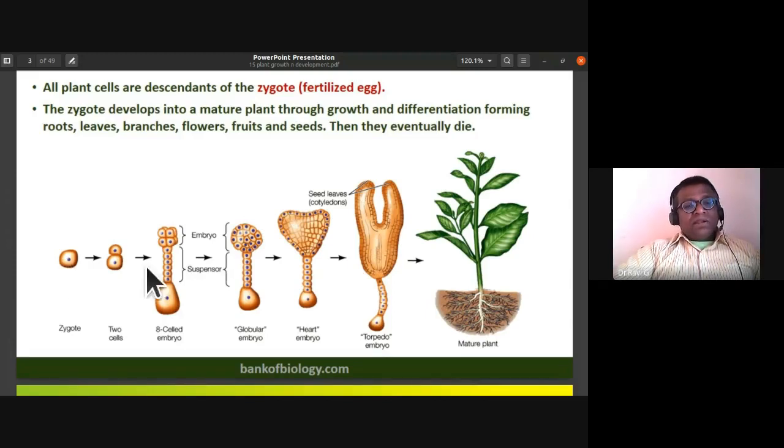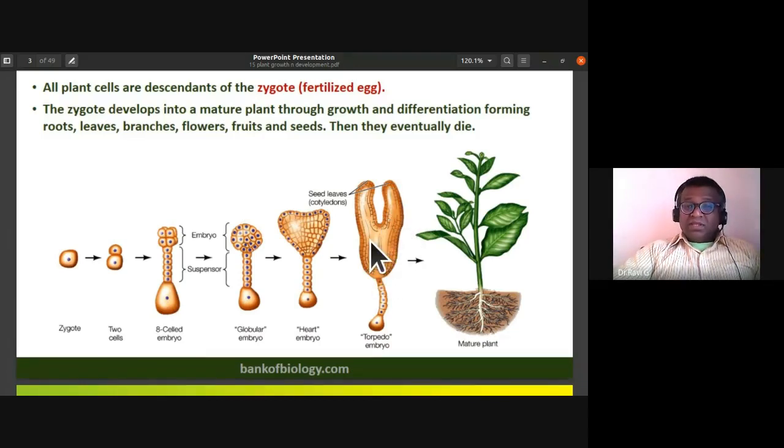The zygote undergoes division to form a two-celled embryo. Then there is an eight-celled embryo with suspensor. Then there is a globular embryo, where the embryo becomes globular in shape. The suspensor size is also going to get reduced. Then they form a heart-shaped embryo. So: zygote, two cells, eight-celled embryo, globular embryo, heart-shaped embryo, then torpedo embryo, where the cotyledons are being developed.